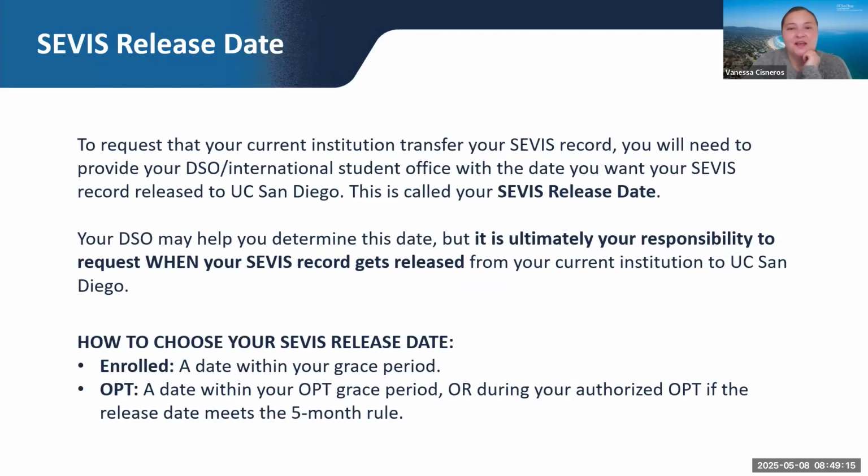Okay, thanks. It is important to remember that you need to choose a SEVIS release date that is before the end of your 60-day grace period. If you are currently enrolled, your SEVIS release date must be a date within your grace period. If you are currently in OPT, your SEVIS release date must be from the date either within your grace period or a date during your authorized OPT if the release date meets the 5-month rule. We are going to take a look at each of these scenarios with visuals so that you can apply your own situation to a relevant timeline.